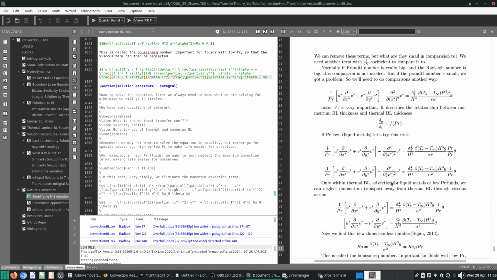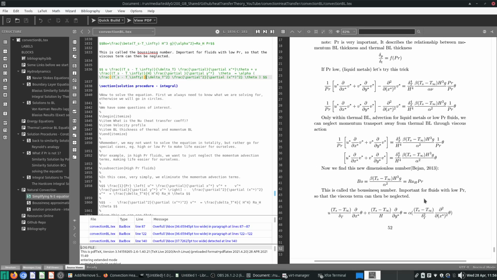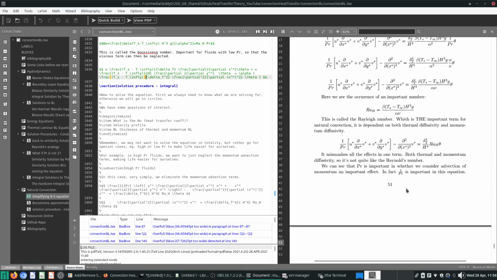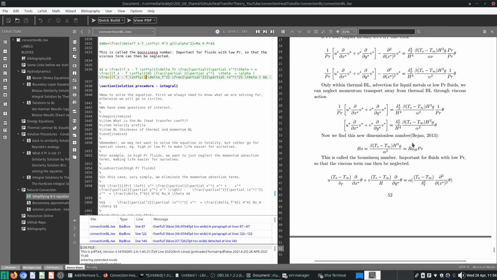Last time I was talking about low Prandtl number fluids. I just left it off as this important number is the Boussinesq number, and it is different from the important number for when Prandtl numbers are comparable to 1, if not greater than 1. So this is a much more exotic case, as I was saying.